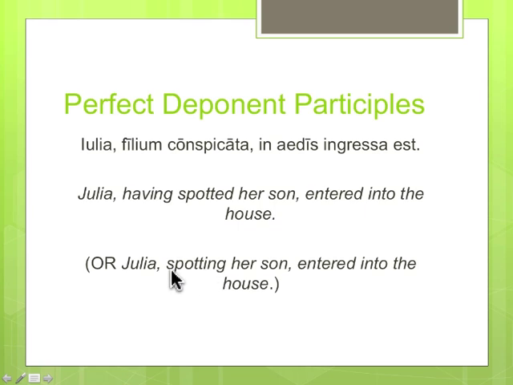Latin actually does have a participle that translates "spotting," and if you used that participle in this sentence in Latin, what that would mean, though, is the spotting occurs at the same time as the entering. And the Latin makes it clear that that's not so. Conspicata has to be complete. It has to be perfect with respect to the main verb.